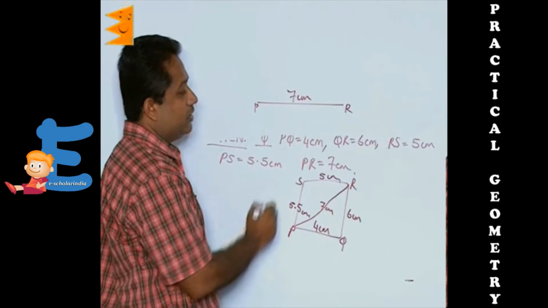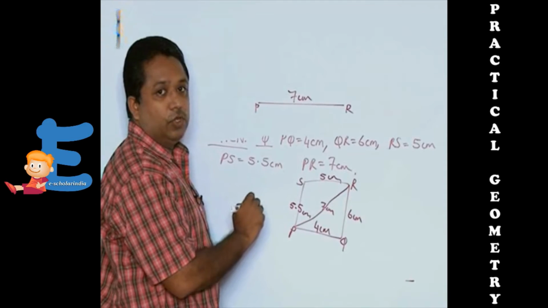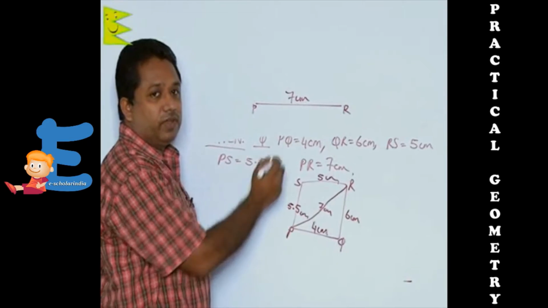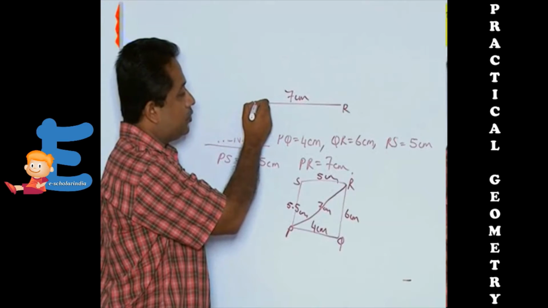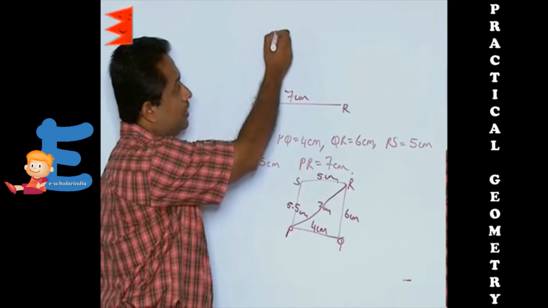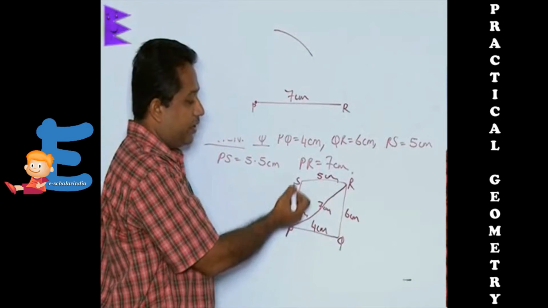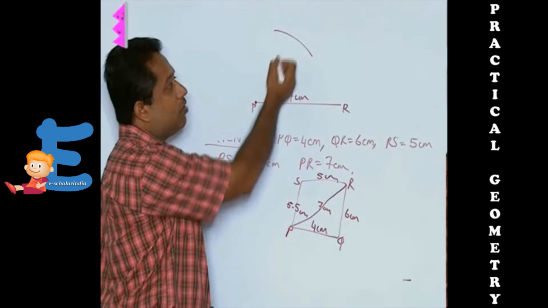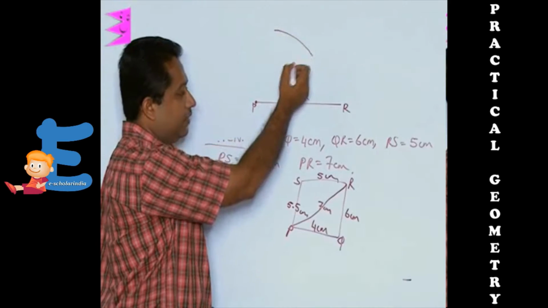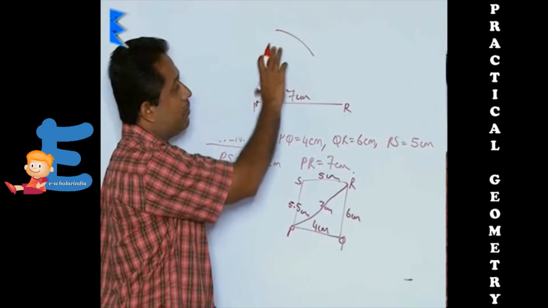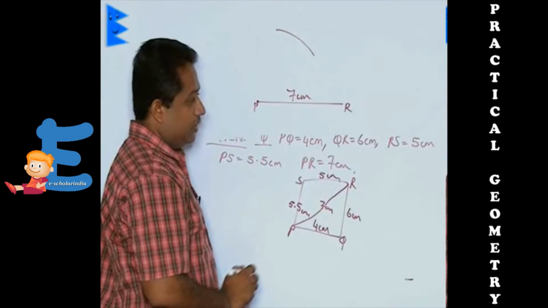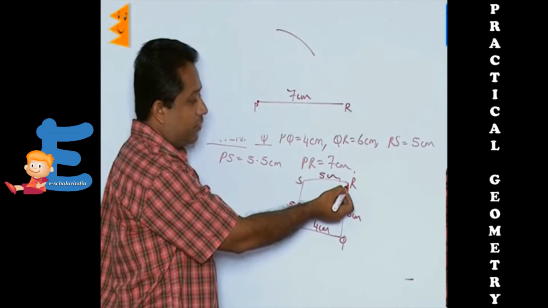Then the length of PS is given 5.5. So what we have to do is, with the help of a compass, you will take a radius of 5.5 and keeping the compass on this point P, you are going to cut an arc of 5.5 because the length of PS is 5.5. The length of this arc with the help of a compass will be 5.5. Repeat the procedure from the other side.